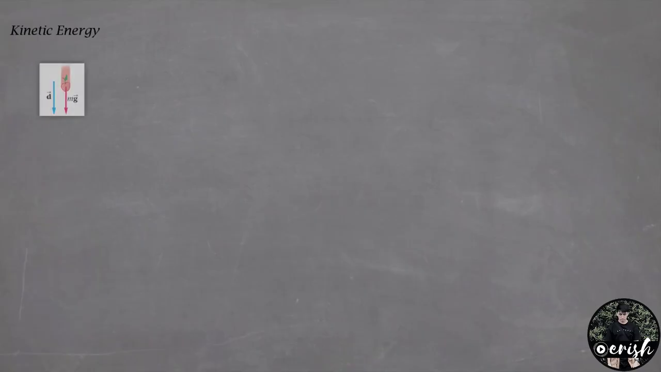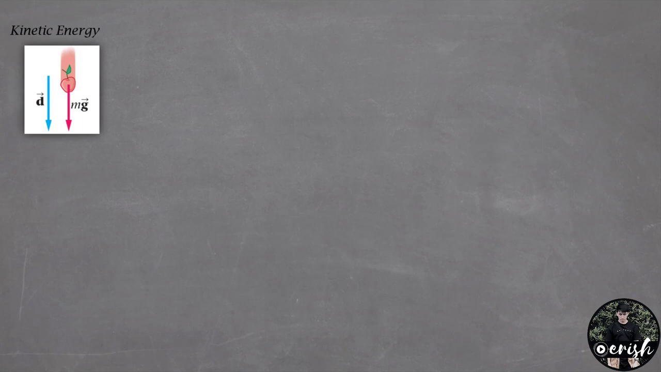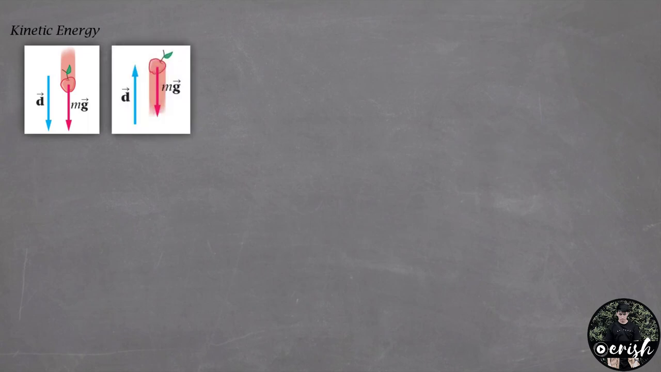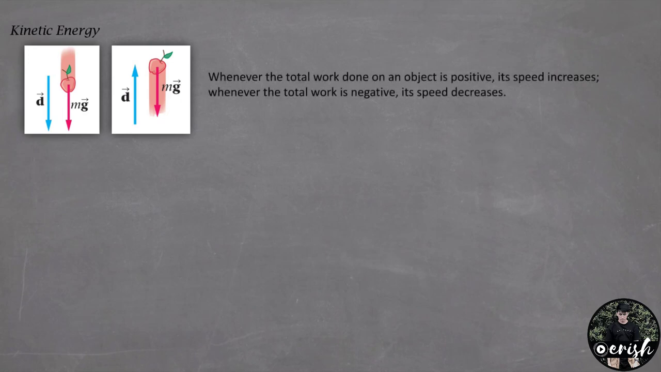Suppose you drop an apple, as we can see in this figure. Habang nahulog yung apple, nagpo-provide ng positive work yung gravity dun sa object natin, and yung speed natin ay nag-i-increase. If you toss the apple naman upward, yung gravity ay nagpo-provide ng negative work and the apple slows down. So in general, whenever the total work done on an object is positive, nag-i-increase yung kanyang speed. And whenever the total work is negative, nag-de-decrease naman yung kanyang speed.